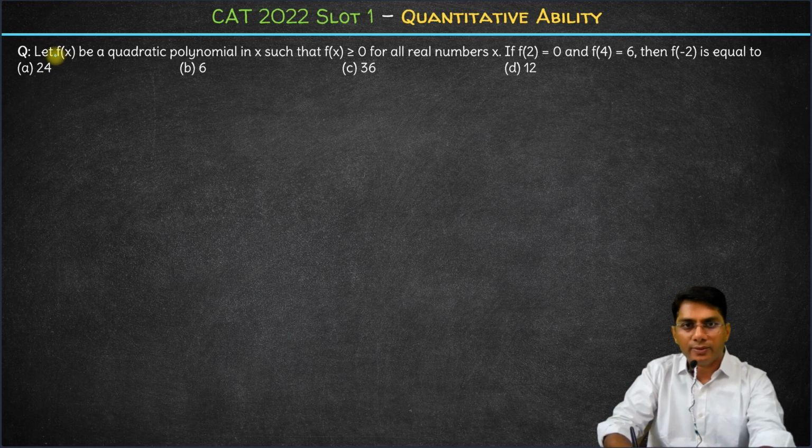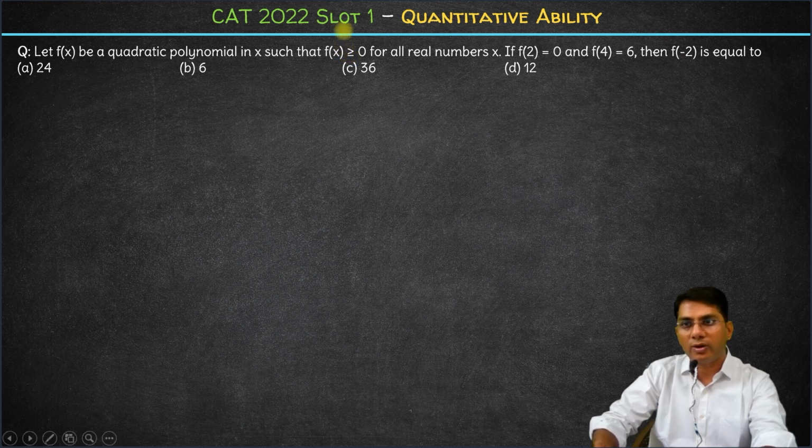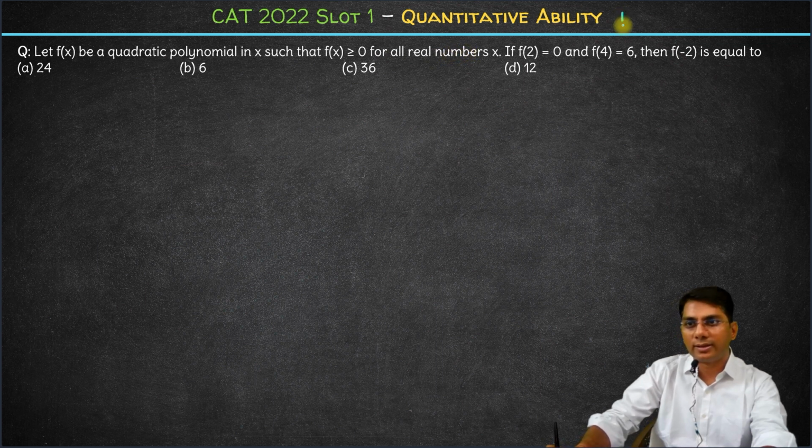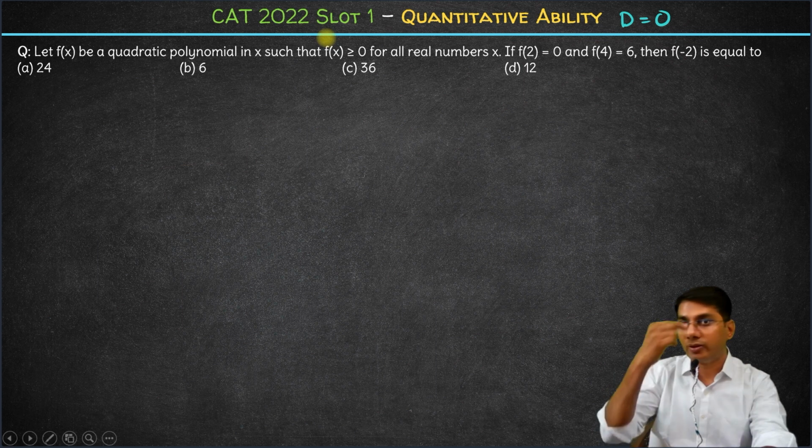Hi. So here we have, let f(x) be a quadratic polynomial in x such that f(x) is always greater than or equal to 0. Now for f(x) to be always greater than or equal to 0, we know the discriminant should be equal to 0. f(x) is either 0 or greater than 0. f(x) never becomes less than 0.